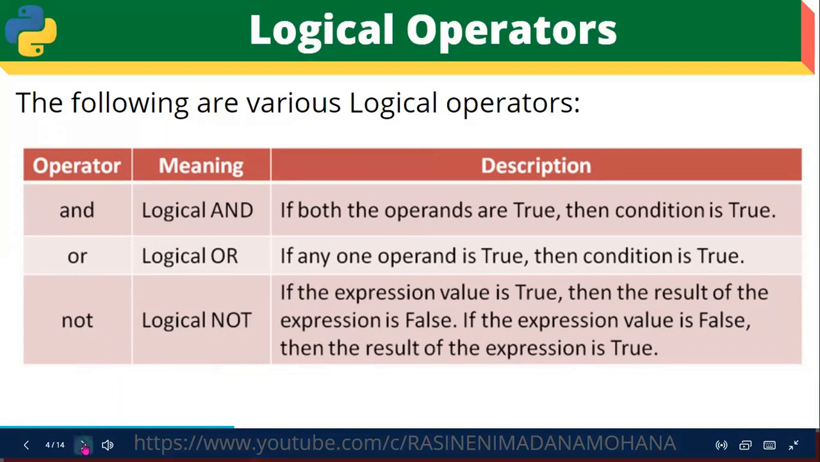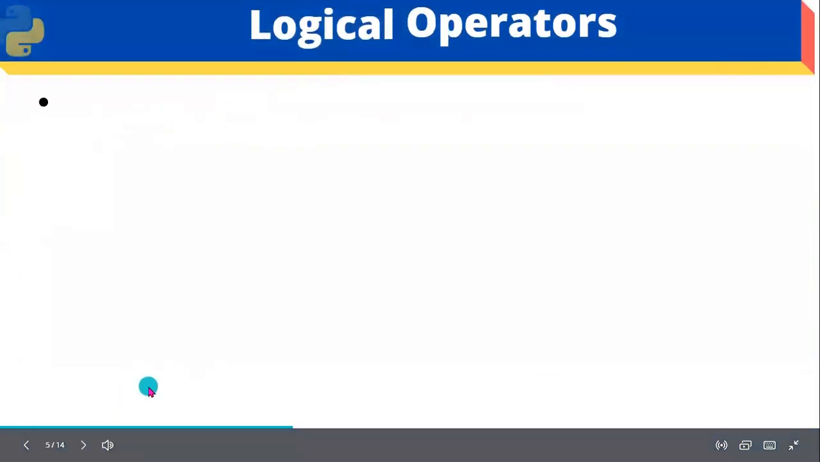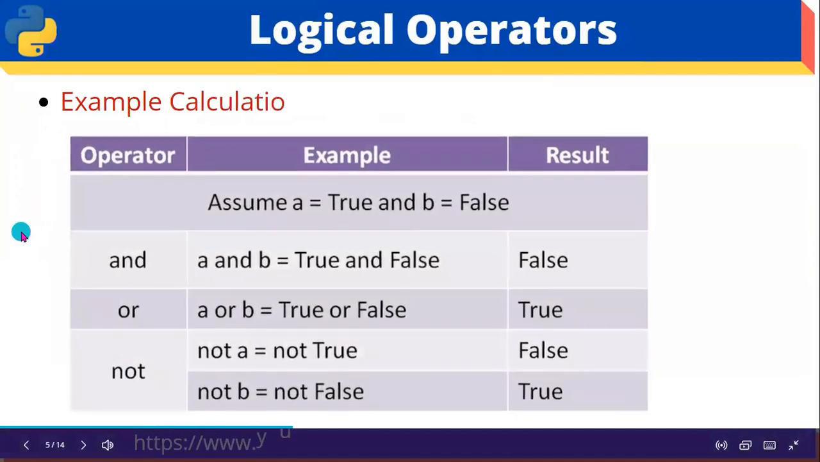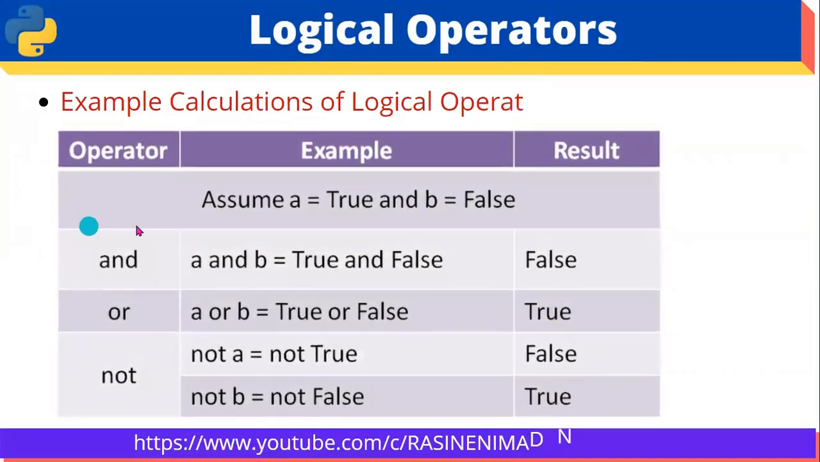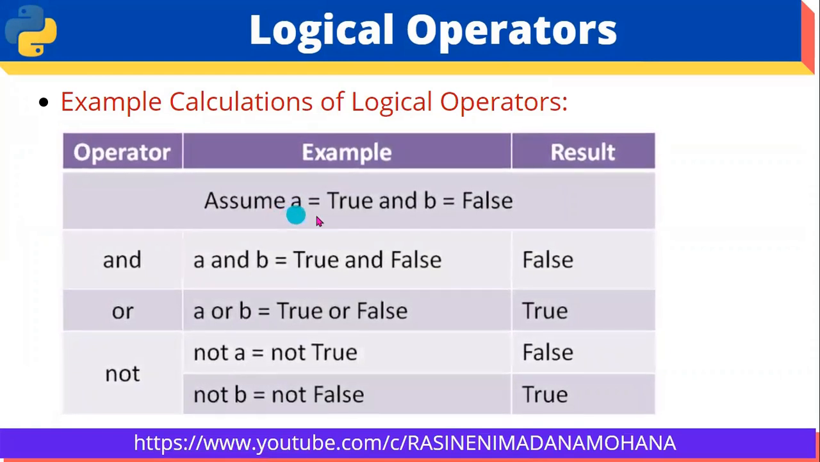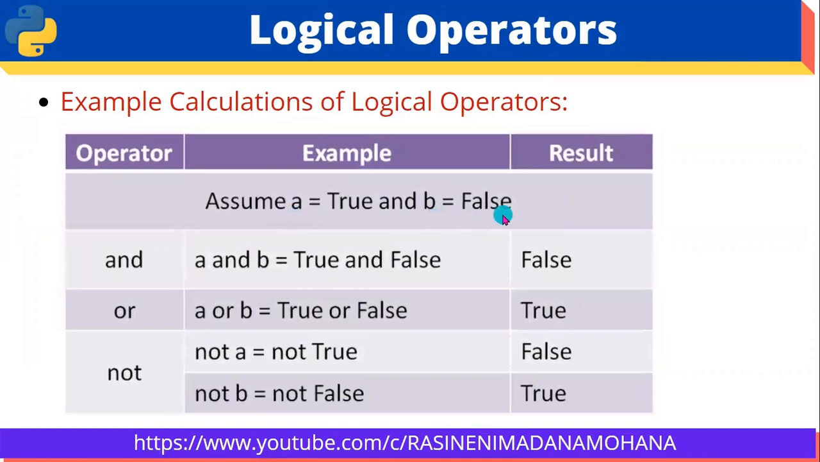Now let us see one example calculation using these logical operators. In this example, we have taken operand A as true and operand B as false. The and operator is written as A and B. What are the values? True and false. In the logical and operator, the result of true and false is false. Only if both are true does it return true. But here one is false and one is true. Therefore, the result is false.